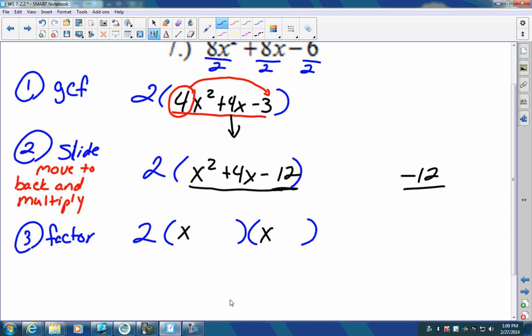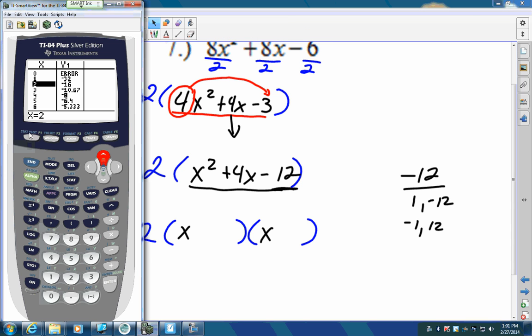All right, listen. I can write them out, this is what old people like me used to have to do. 1 times negative 12, negative 1 times 12. But look, grab your handy-dandy calculator. Go to y equals. And let's put in there negative 12 divided by x. You're going to take the number you need the factors of, divided by x, press second graph. It's always going to tell you 0 and error, because you can't divide by 0. So don't worry about that 0.